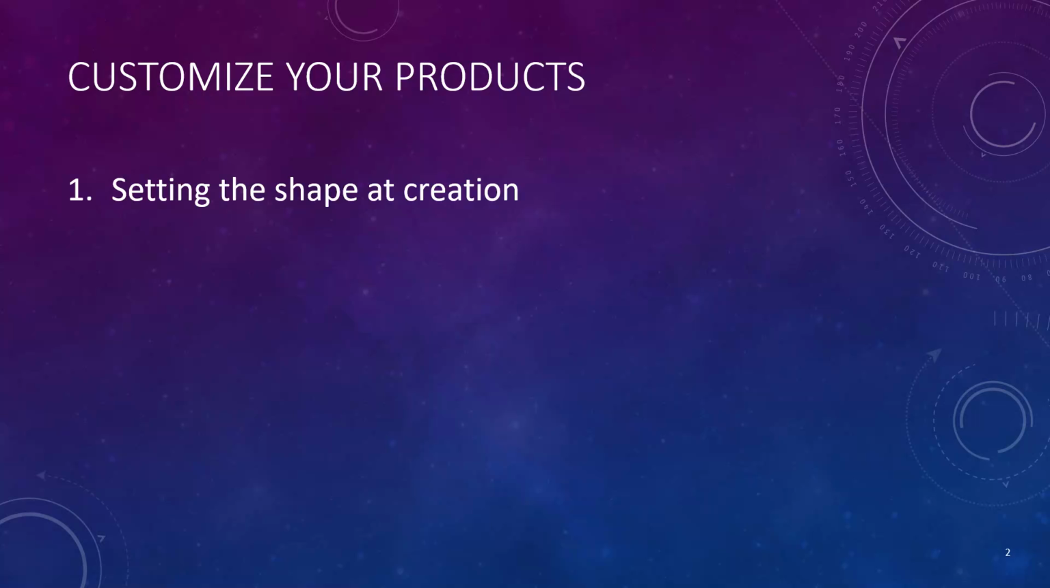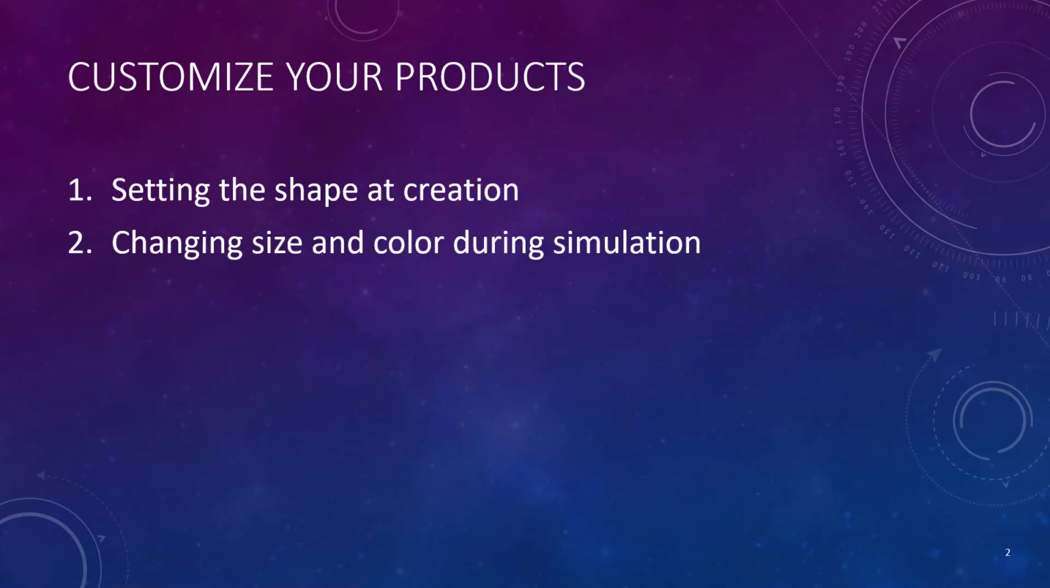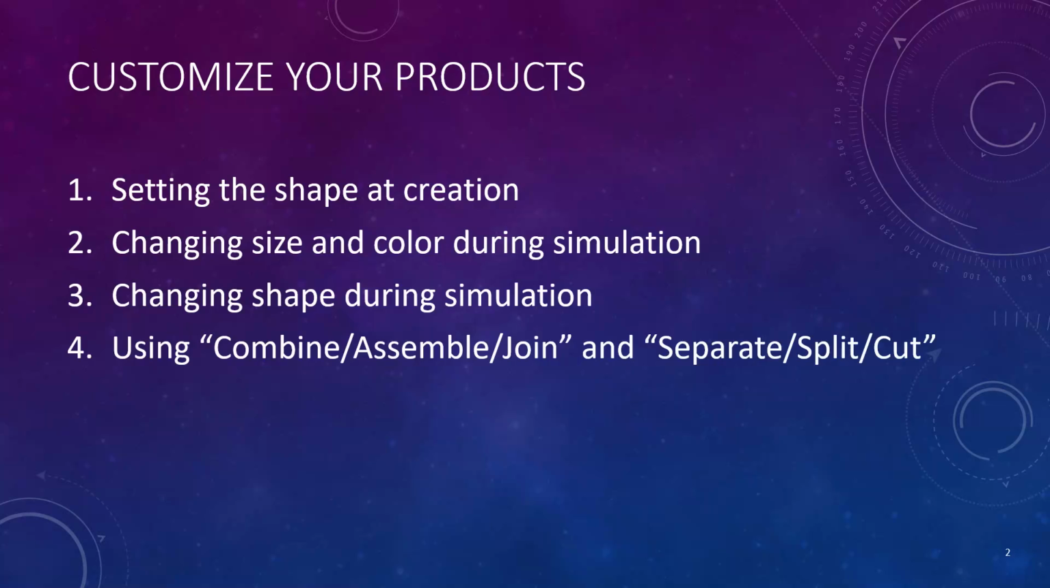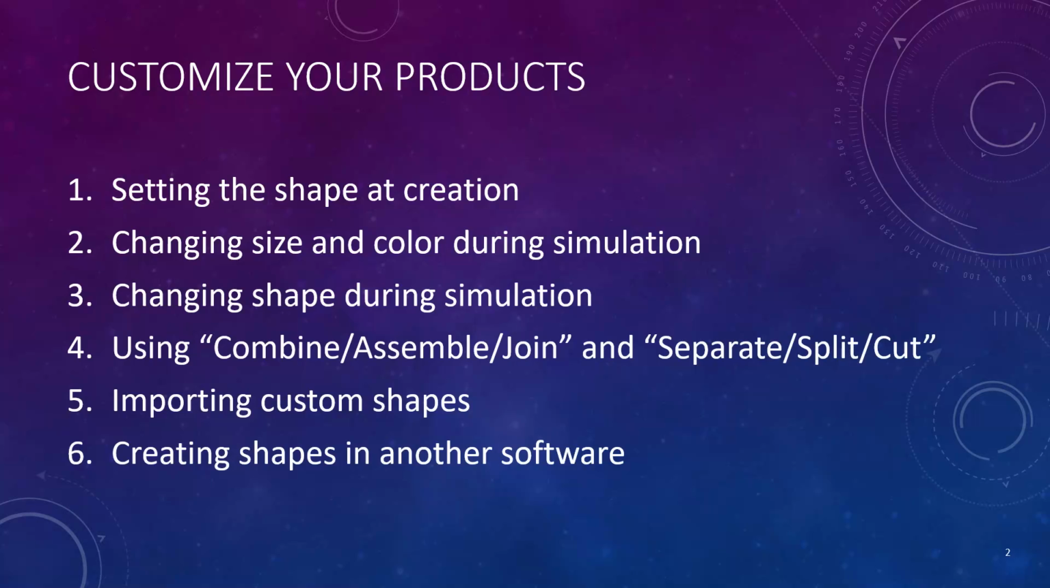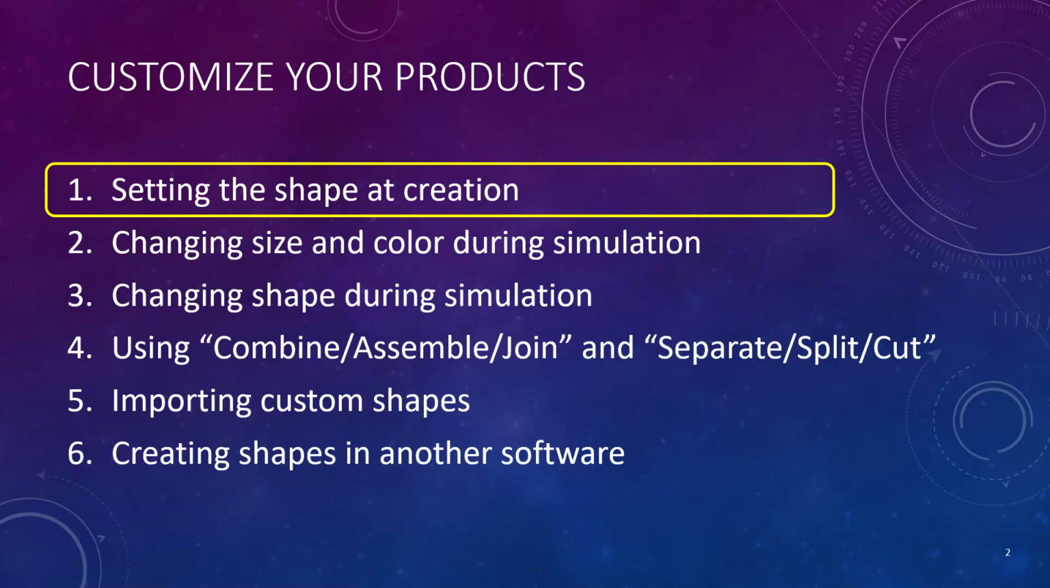So here are the ways of customizing your product we'll be talking about today. First, setting the shape at the object creation, changing the size and color during simulation, then changing the shape during simulation, and then how to combine, assemble, or join products together, or separate, split, cut products into separate products. Then importing custom shapes in FlexSim, and then creating custom shapes in another software. So let's start with setting the shape at creation.